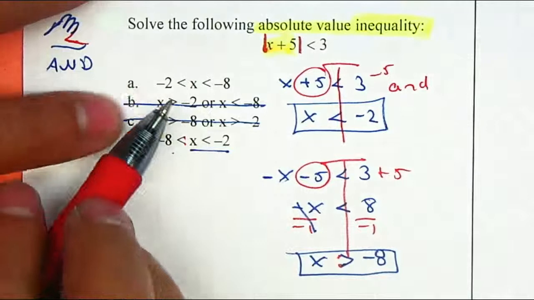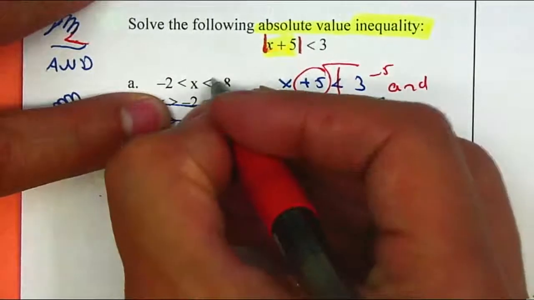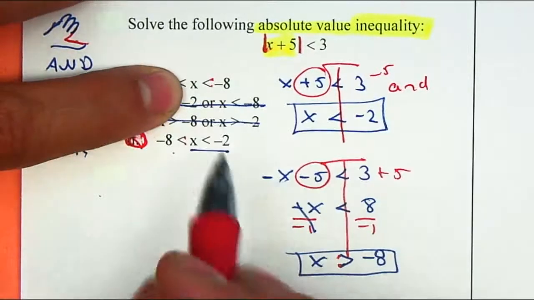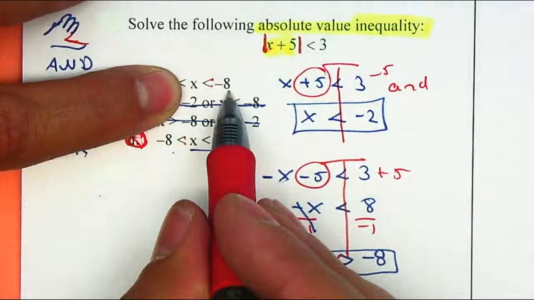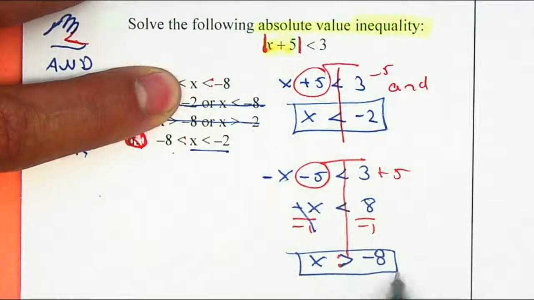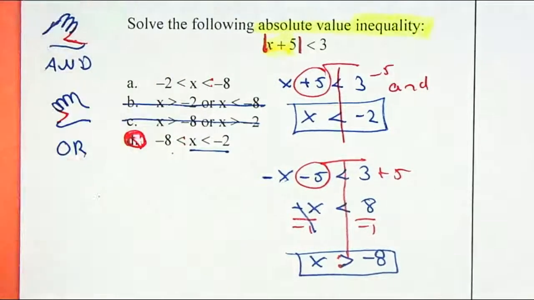Now if you notice on letter A, the alligator is reversed. Or you can just read it backwards. X is less than negative 8? No, that's incorrect. X is greater than negative 8. Your answer is letter D.